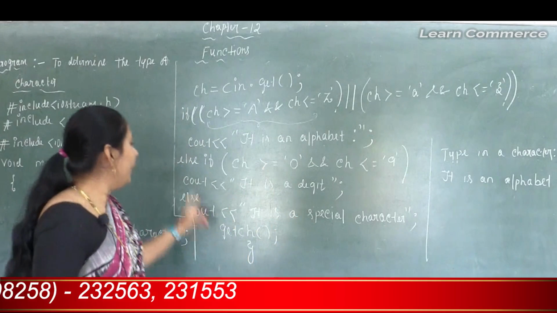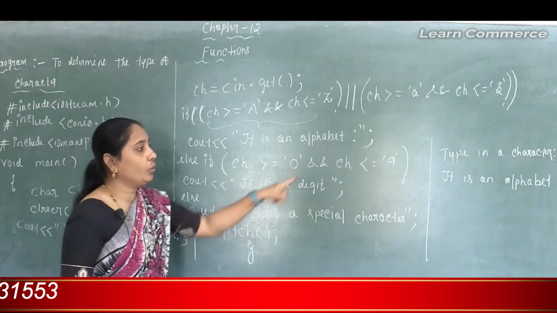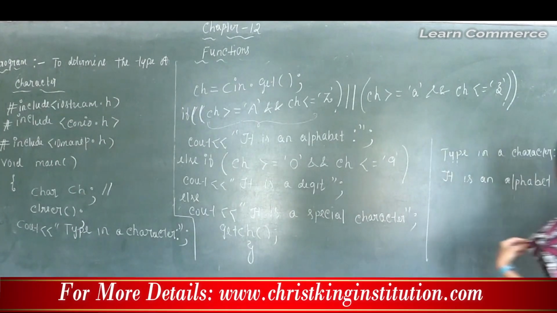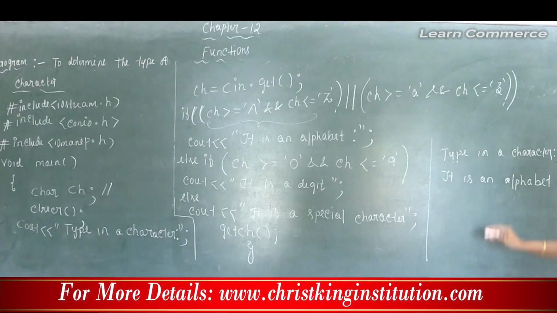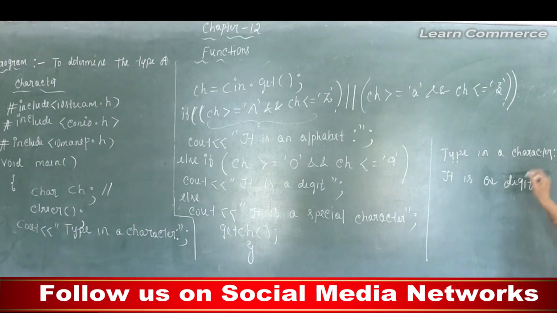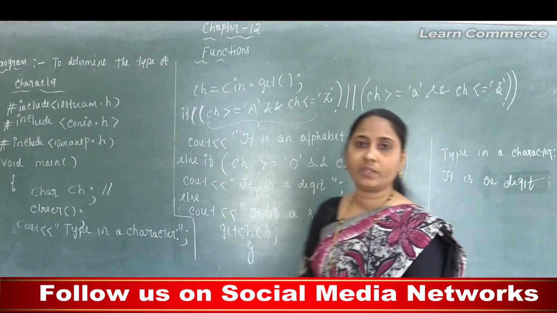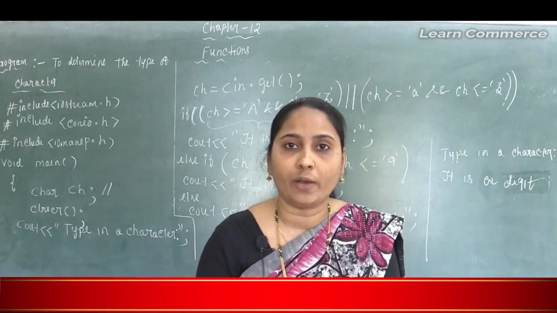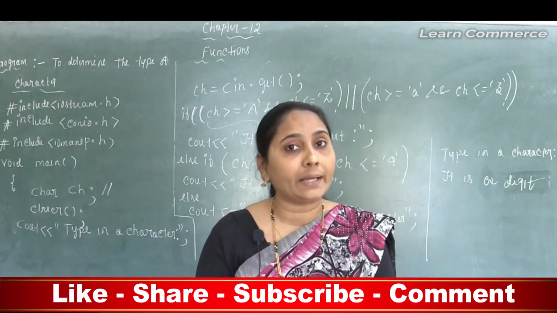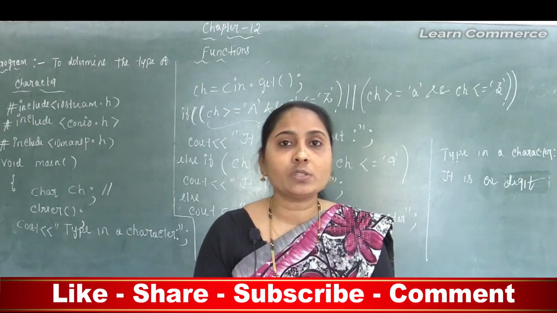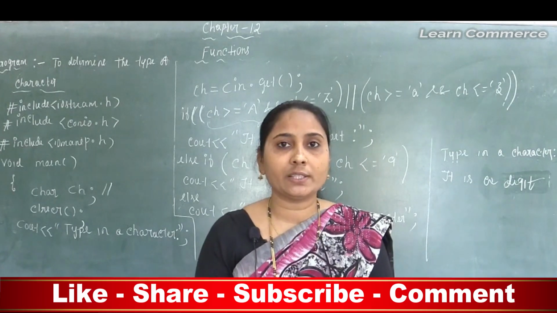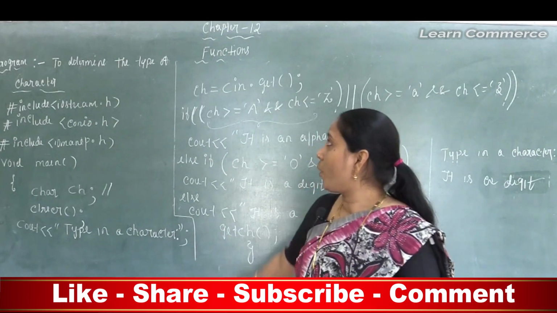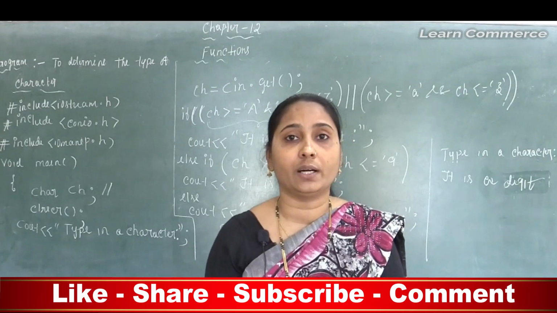Okay, or maybe 'Type in a character', if you give 9, maybe if you are inputting the number 9 through the keyboard, it displays 'It is a digit'. So like that, depending on the character you input, such a message is going to display. What message you write is your wish. You can use any type of message here. So clear this point here? So this is called the program to determine the type of character.